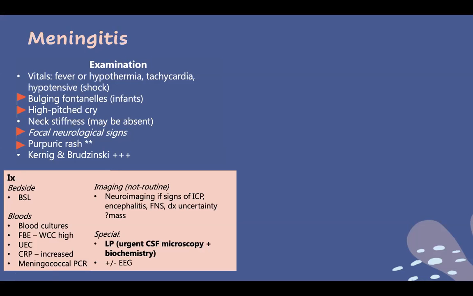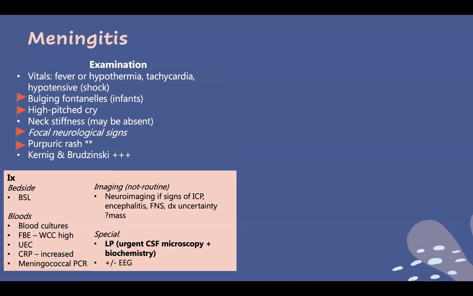There are certain circumstances where you don't go straight to the lumbar puncture. You can do neuroimaging if there are signs of increased intracranial pressure, or if you're uncertain of the diagnosis, like if there's a mass effect or etc. And FNS is focal neurological signs. I think I've unabbreviated it in the notes because I was trying to make it look neat.